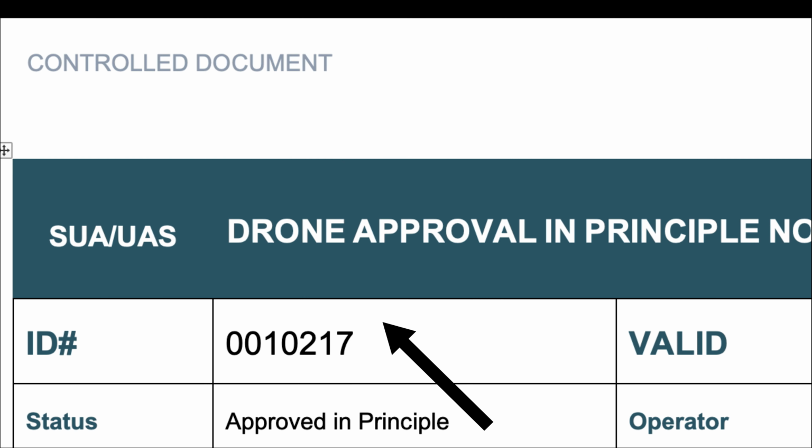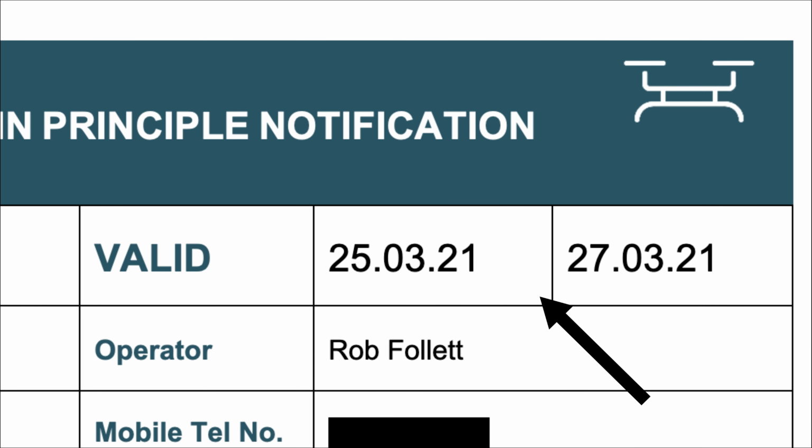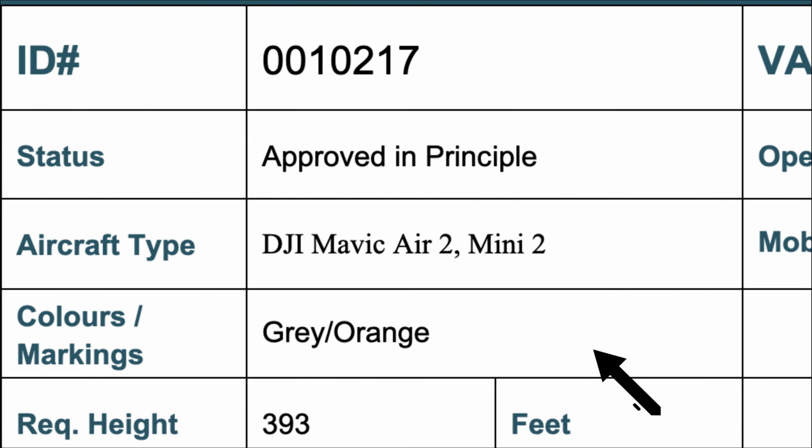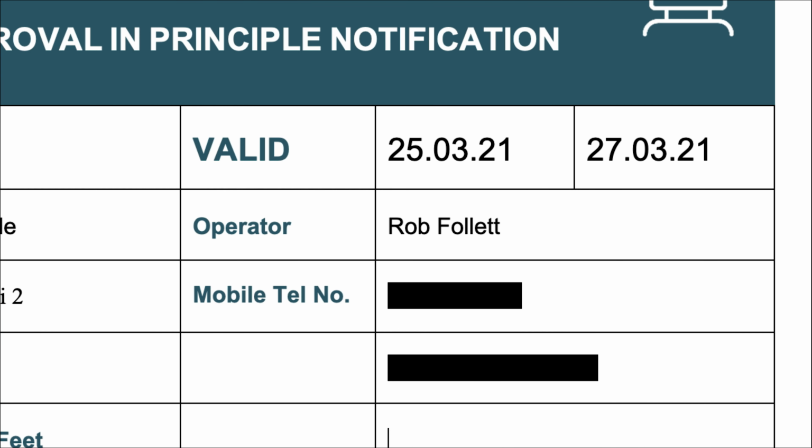The first section gives you your flight's ID number. This is what you will need when calling into air traffic control to advise you are flying or you have finished. It also shows you the period of your flight request, in this case from the 25th to 27th of March. You will also see your drone details as well as your contact details.